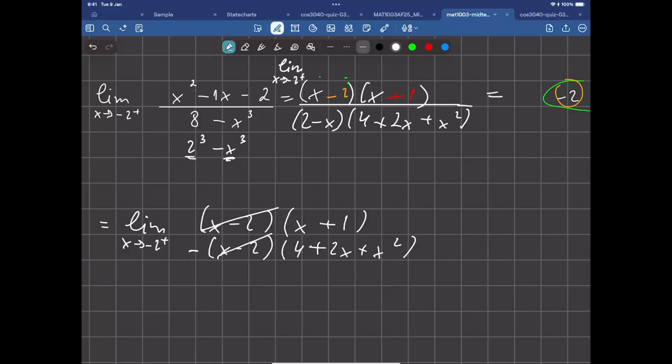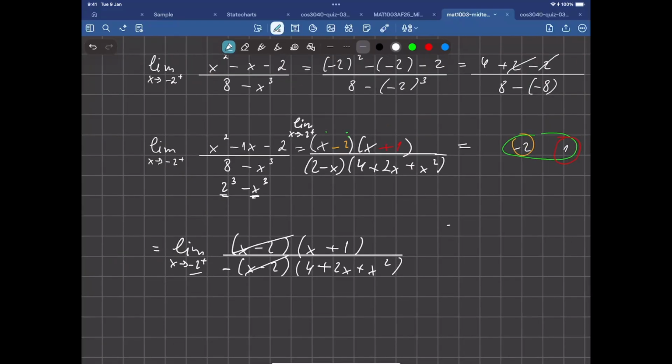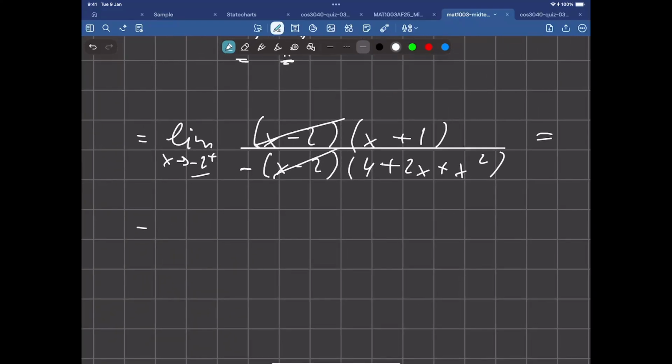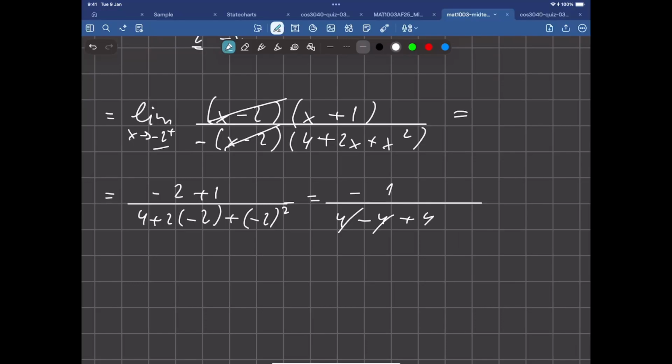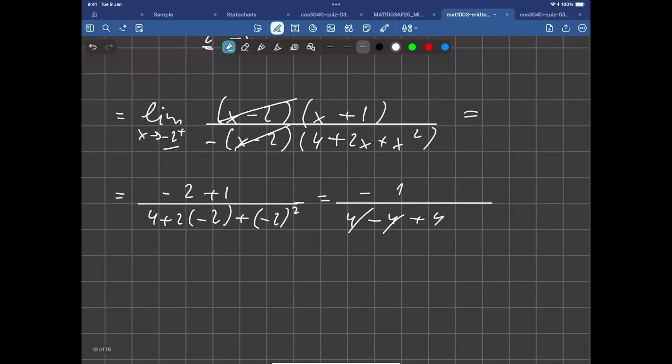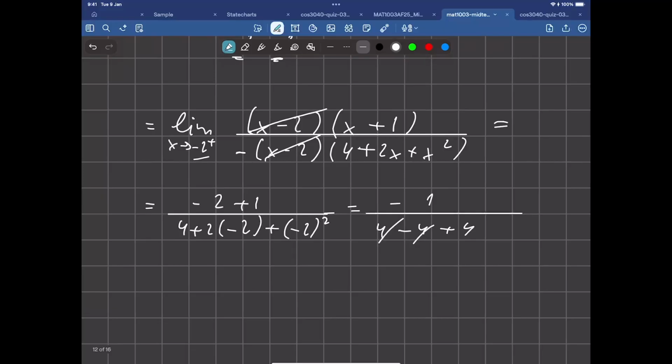Now, before I try factoring out the denominator or anything, I'm going to plug in minus 2 because maybe it'll work out now. If I plug in minus 2, I'm going to have minus 2 plus 1 in the numerator, over 4 plus 2 times minus 2 plus minus 2 squared in the denominator, which is minus 1 in the numerator, over 4 minus 4 plus 4. Oh, wait, okay. I was about to go crazy because it was about to be a minus 1/4 and I was surprised, but I forgot something.